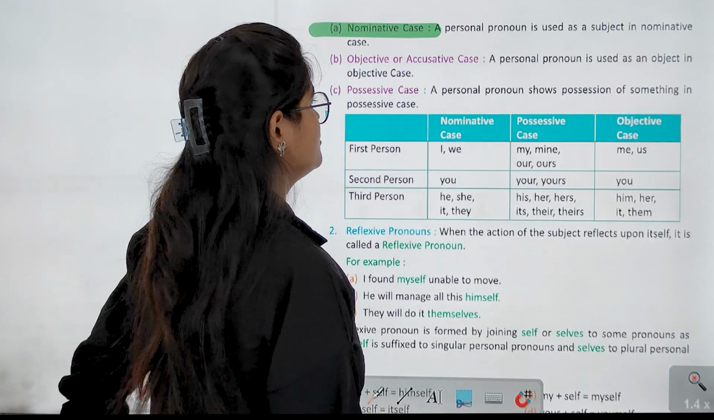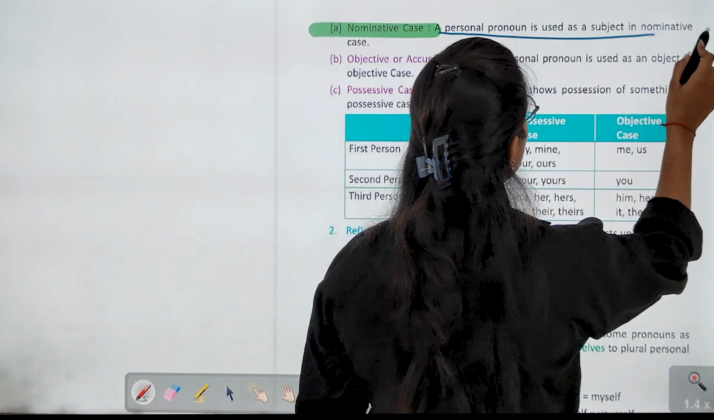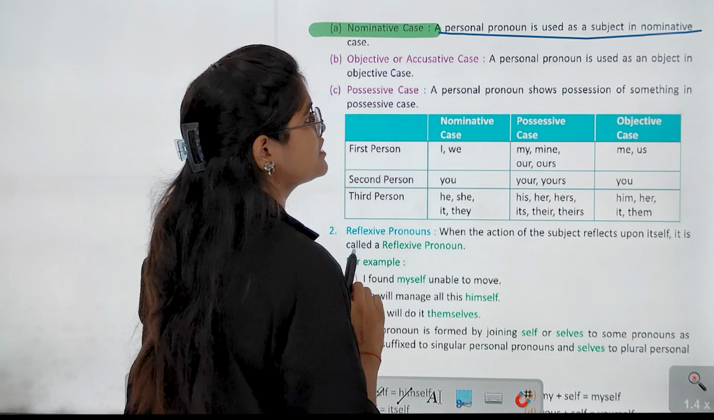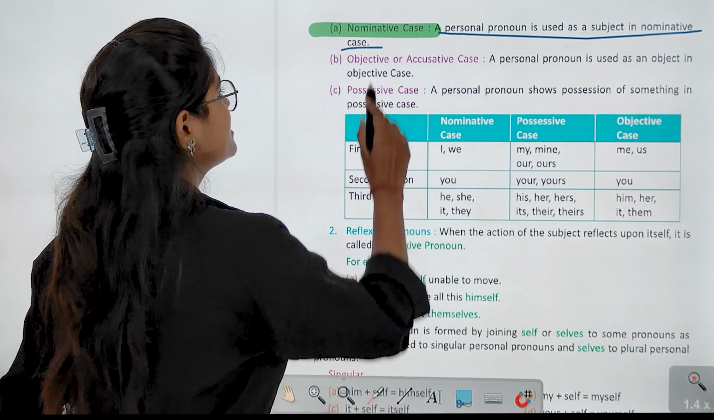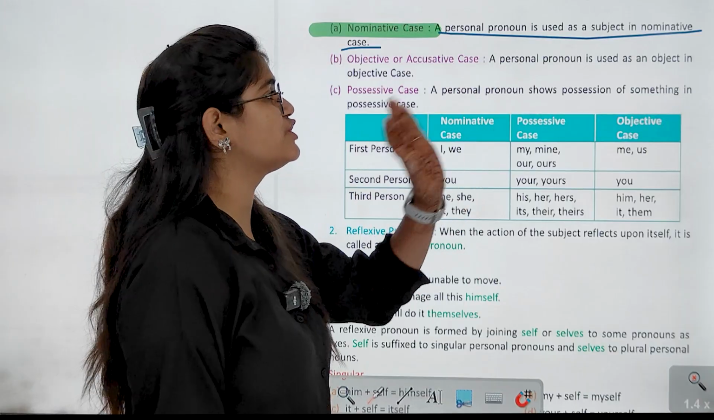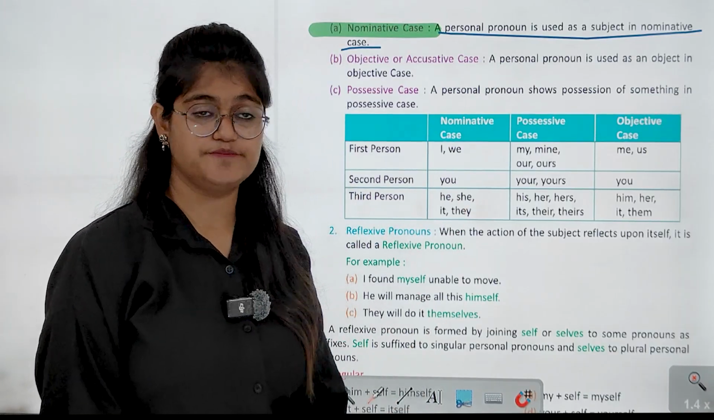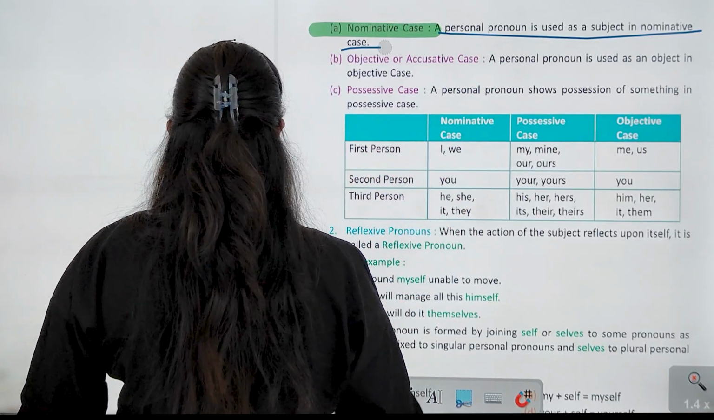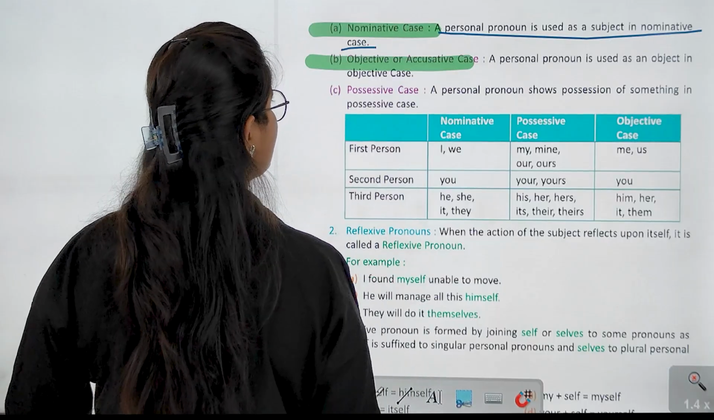So let's read about the nominative case. A personal pronoun is used as a subject in nominative case. कि एक पर्सनल प्रोनाउन जो है वो नॉमिनेटिव केस में एक सब्जेक्ट के तौर पर यूज किया जाता है, राइट? आफ्टर दैट नेक्स्ट वी हैव ऑब्जेक्टिव और एक्यूजेटिव केस.